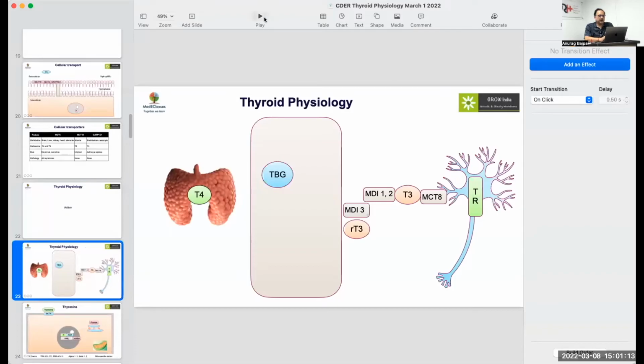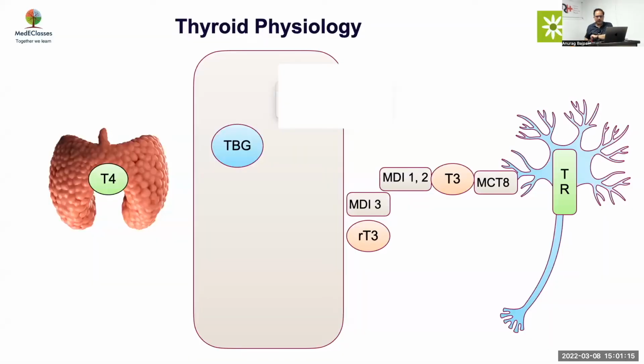Formed, and how they are then transported in the circulation using the thyroxine binding globulin. And from there, they have a local metabolism using either the activating DIO1 and 2, which convert T4 to T3, and reverse T3 is produced by DIO3. Then they are transported using MCT8 into the cells where they are acting. And today we'll focus on the thyroid receptor.